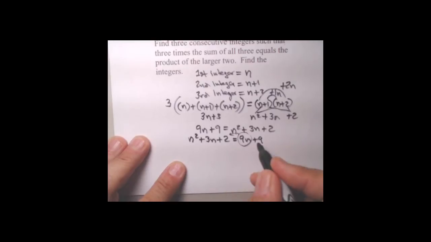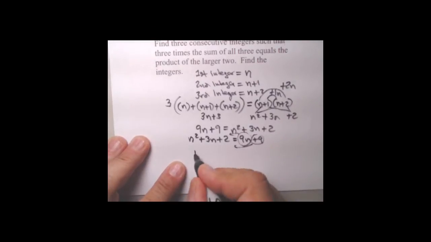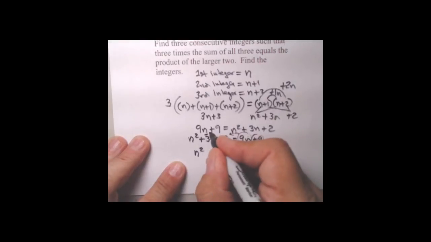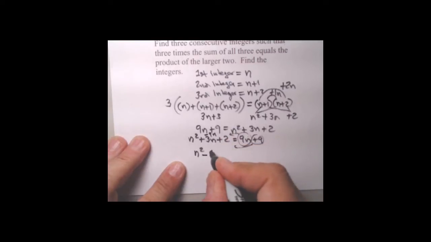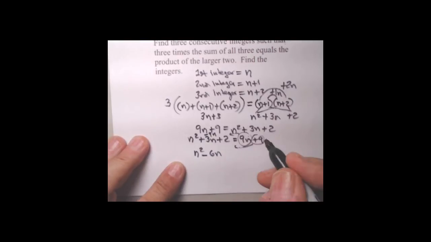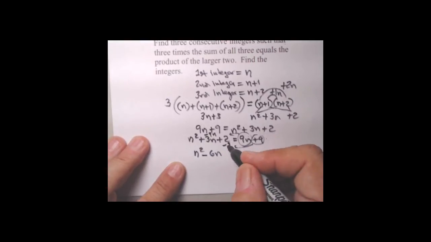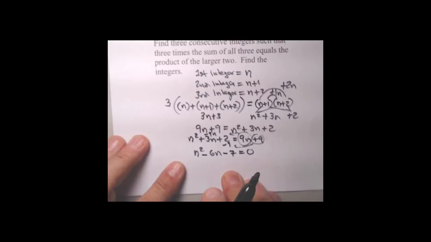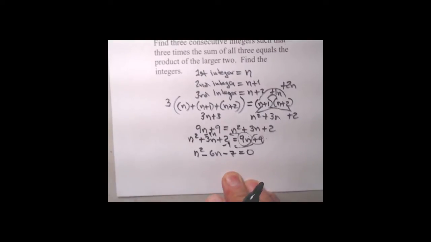Okay, these two individual guys have to come over to make a 0 here. So let's clean this up further. n squared, the plus 9n comes over as minus 9n. So minus 9n plus 3n is negative 6n. And the plus 9 comes over as minus 9. So let's see, minus 9 plus 2 is what? Minus 7 equals 0. Okay, this is a nice little reverse FOIL here.